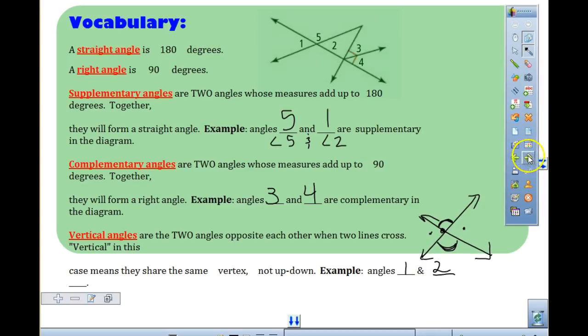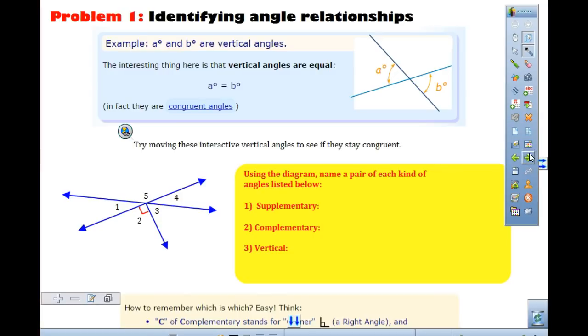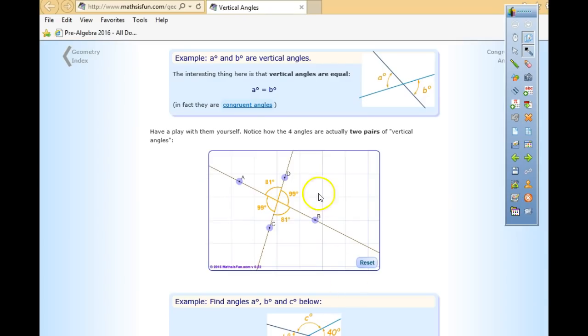All right, so here's a picture. We're going to be looking at this picture, doing some of the different types of angles. But here's what I want you to look at first. I want to show you this website. I attached this website on the daily planner so that you can look at it. You can move these different ones, and what do you notice about vertical angles? The 2 angles that are across from each other are vertical. This one at 99, this one at 99, 81 and 81.